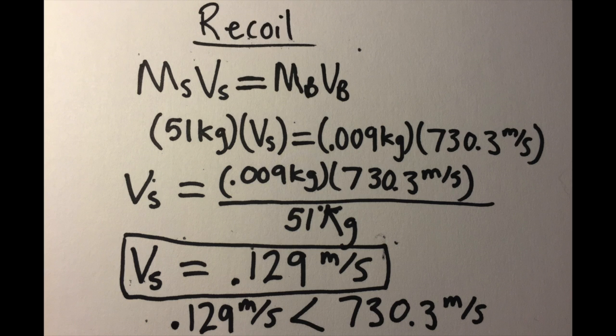For example, using the masses and velocities of the 7.62 round bullet and this equation, we can find the velocity of the shooter, aka the recoil, is 0.129 meters per second, which is significantly less than the velocity of the bullet.